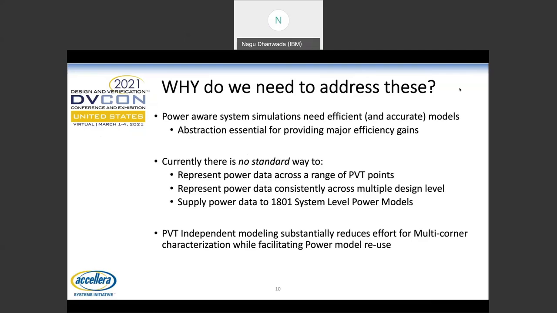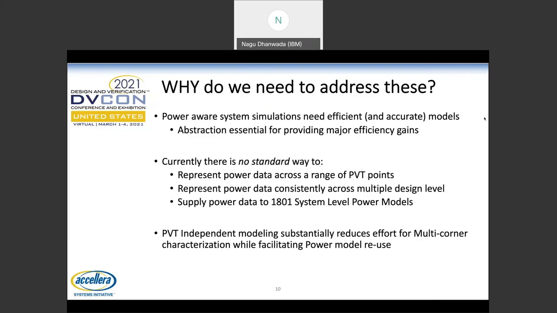So you clearly see that currently there is no standard way to represent power data across a range of PVT points. There is no standard way, again, to represent power data consistently across multiple design levels, as well as no standard way of providing power data to 1801 system level power models, right?